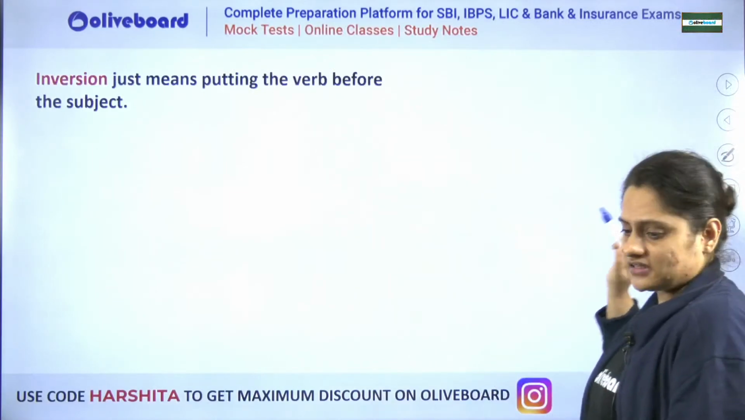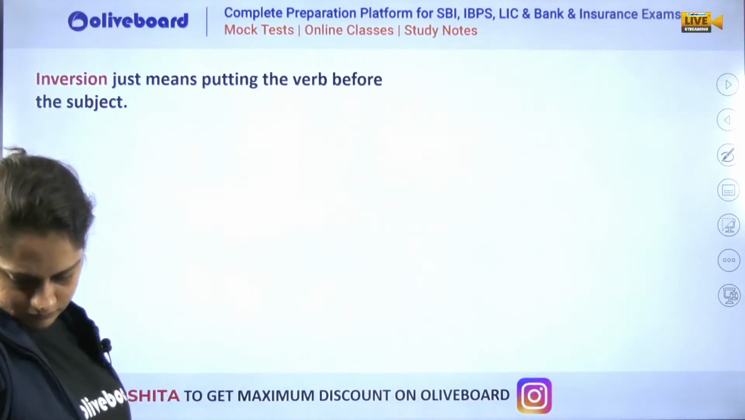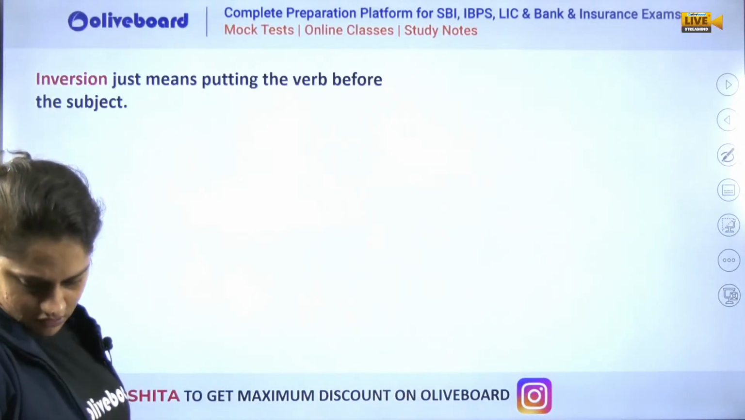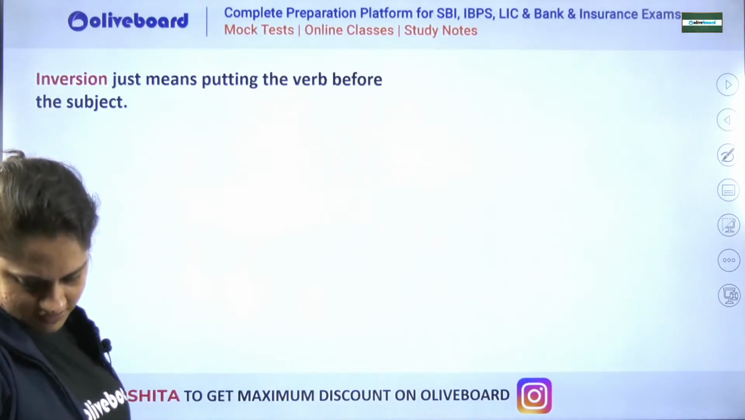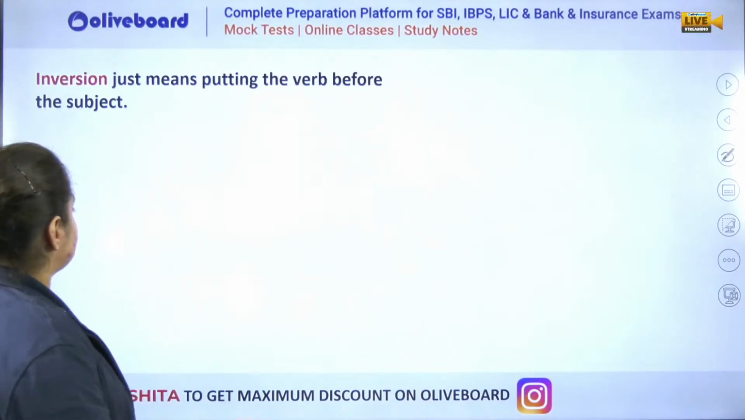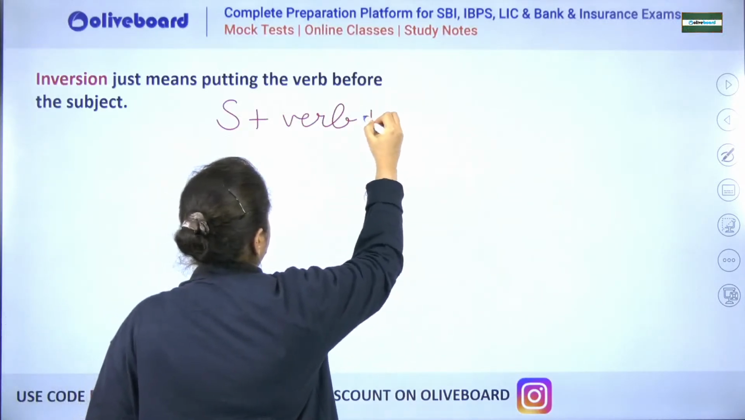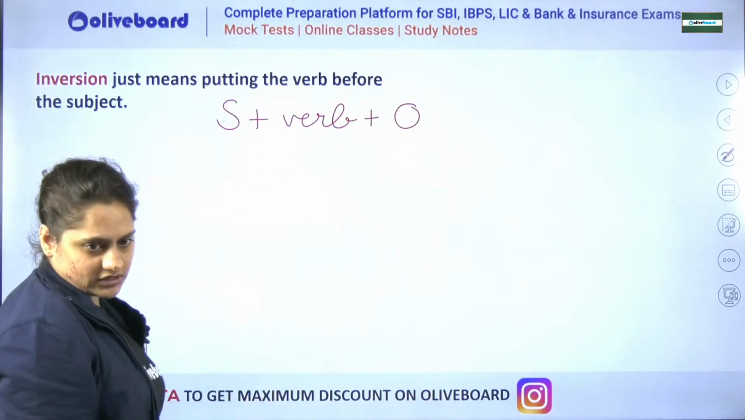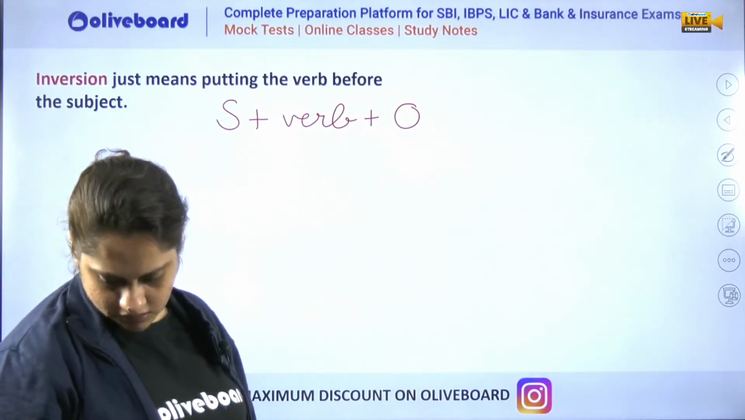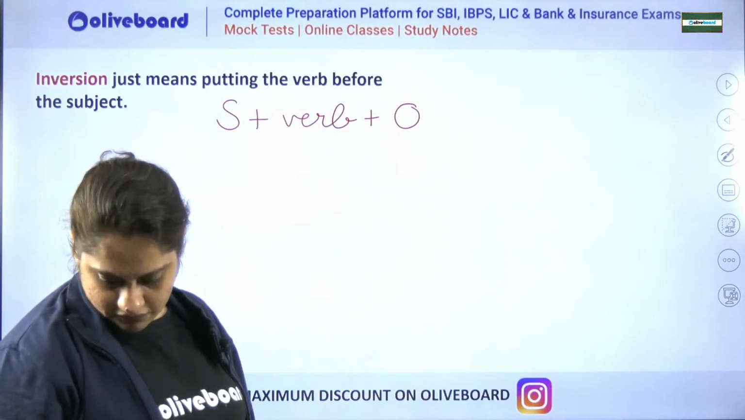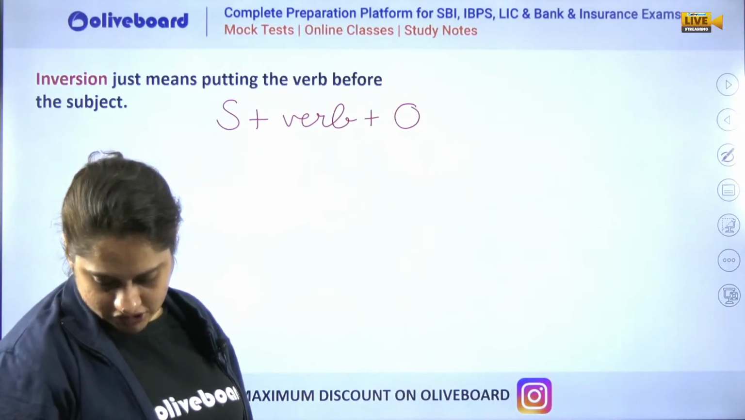अच्छा, सेकेंड रूल इज अगेन इंपॉर्टेंट, इट इज कॉल्ड द रूल ऑफ इन्वर्जन, वेरी वेरी फेमस रूल, ठीक है, rule of inversion. Now what do we do here, when do we use this rule of inversion? What does it say? See, the normal pattern is we put subject, then we put verb, then we put object. Any sentence is written like this, okay, right? Rule of inversion will change this. How will it change it?